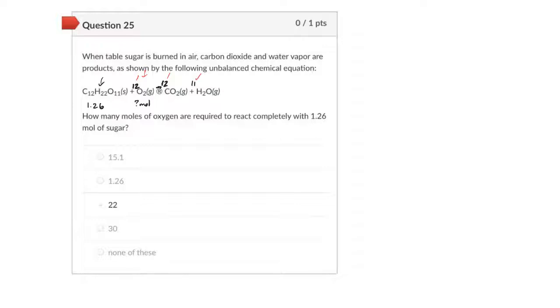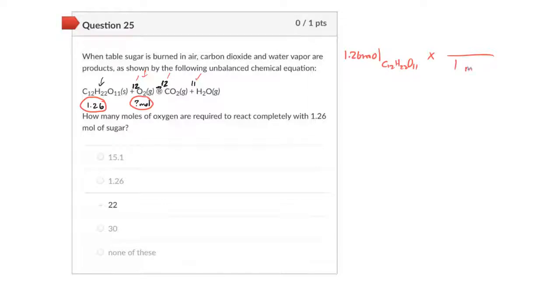Then it says how many moles of oxygen are required to react completely with 1.26 moles of sugar. So it's going from moles to moles. I have 1.26 moles of sugar, C12H22O11, times by, so it's a mole ratio.